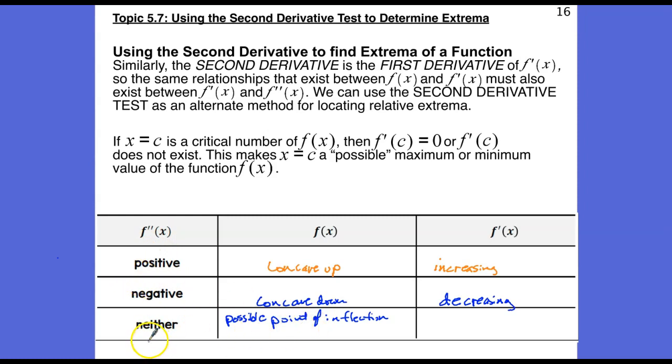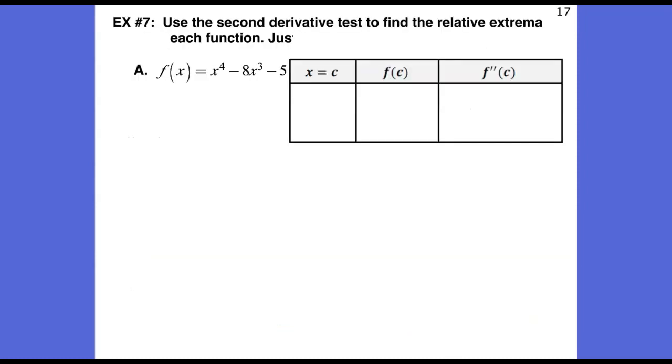So that's the reason why we have to go and check the concavity on either side by looking at the sign of f prime on either side. Now what that means for f prime of x is that this will be a possible relative max or min at this point.